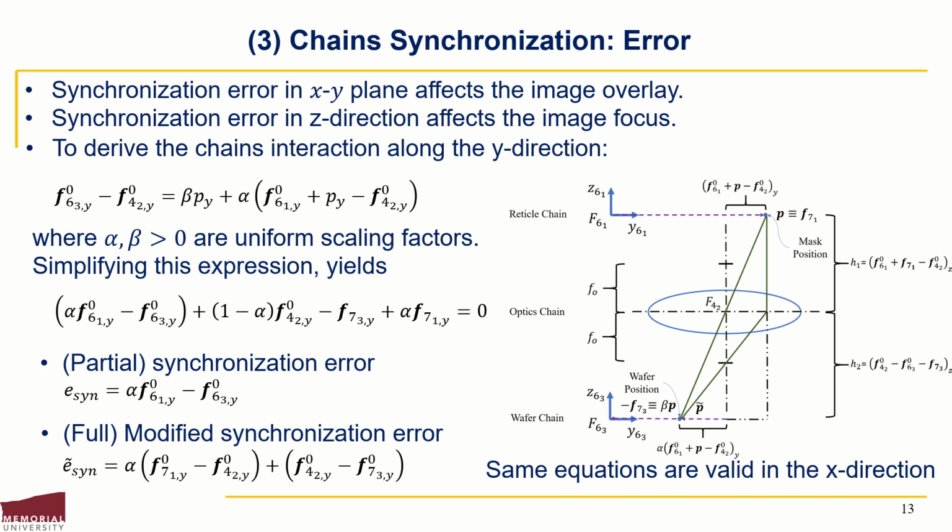The focus error due to lens heating and wafer unflatness is another source of error that primarily takes place in the Z direction. In this study, we focus only on the first two errors and derive the full and partial synchronization errors in the XY plane when the chains are perfectly parallel to each other. The mathematical expressions of partial and full synchronization errors are shown here.